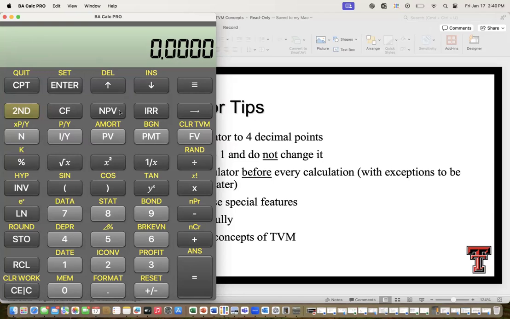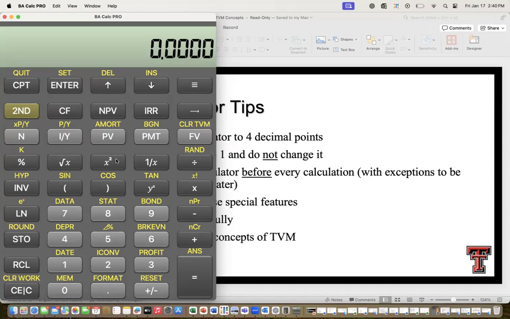Now, one thing to point out really quickly, and we'll talk a lot more about this in future lectures, is that there is an enter button and there's an equals button. Both of these buttons do very different things. And so if I say enter, I literally mean enter. If I say equals, I literally mean equals. Okay? All right.